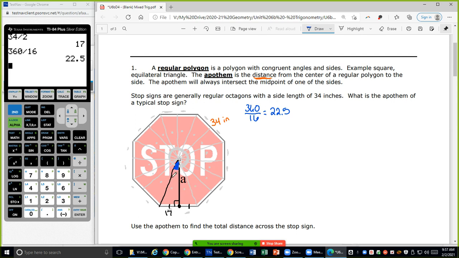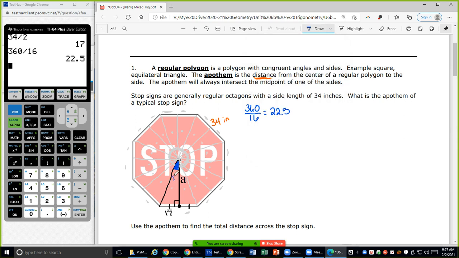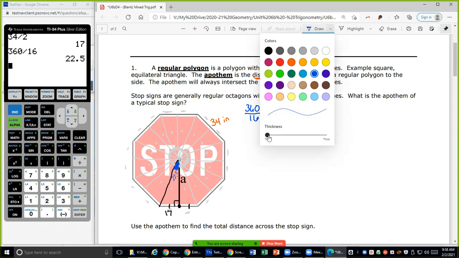I don't know if I can write that in here small enough. Let's see, 22.5. Nope, that doesn't look like 22.5. Let's try that again. Give myself a real thin line. 22.5. There we go, that's better. All right, so now I know how big that angle is.